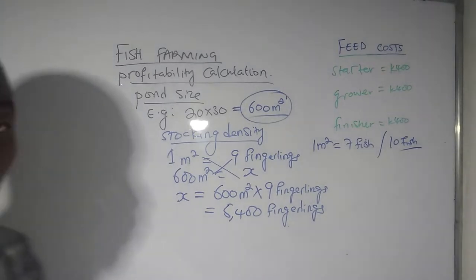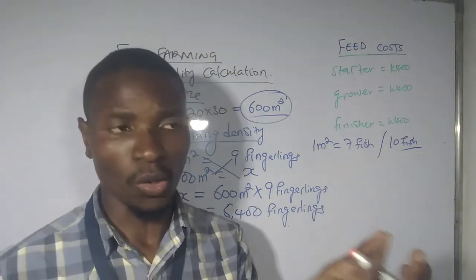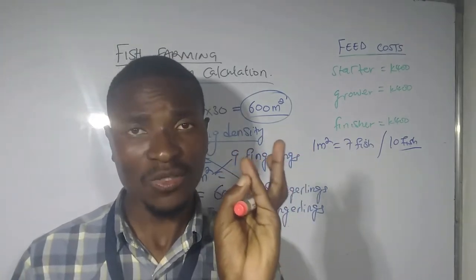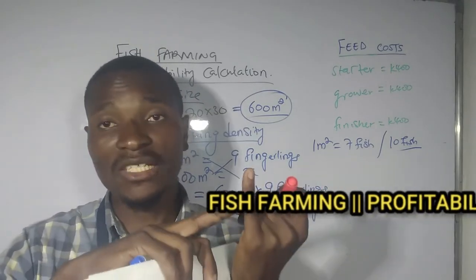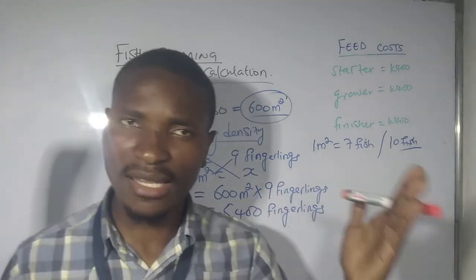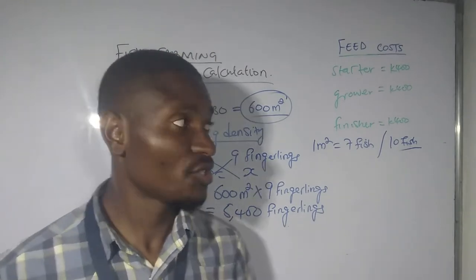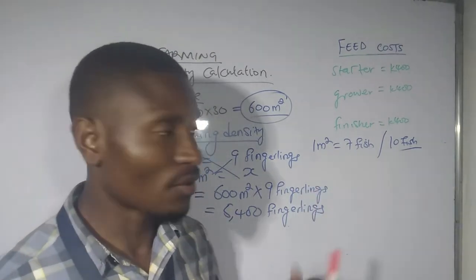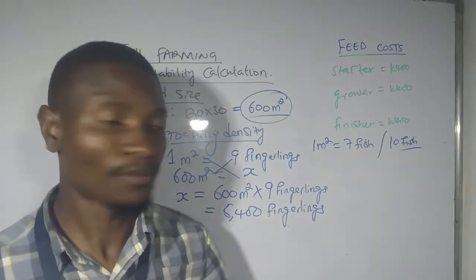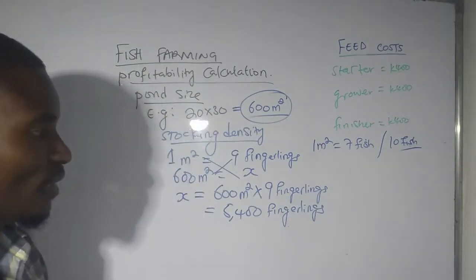So that is how much you can get when you put 9 fish per square meter, the small fingerlings, just like the size of the last finger, which is why we call them fingerlings. You can take any number between 7 and 10. I would encourage you to take 8 or 9, because you don't want to go above the maximum or below the minimum. I just want to be at the middle or the average. Okay, so I'll get that.